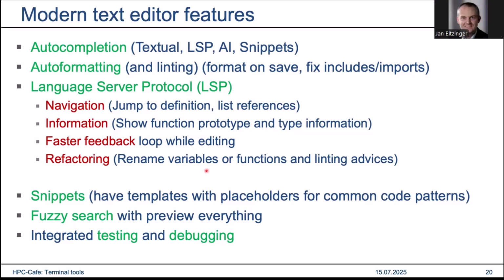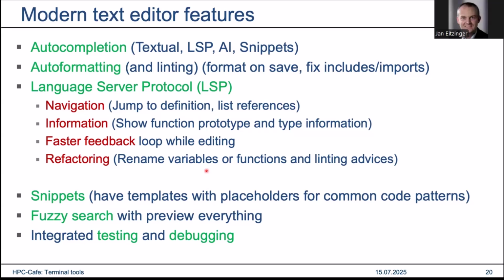What is it useful for? Hopefully, I still have time for the demo now, but it's useful for navigation. You can jump to the definition, you can list references to a symbol and a lot more. So it's useful for quickly navigating code you don't know yet, especially when it's complex code. Then information, you can show function prototypes and type information. It's like documentation built in because the language server has access to all the headers and it knows all the prototypes. Faster feedback loop while editing, that's especially important for compiled languages.